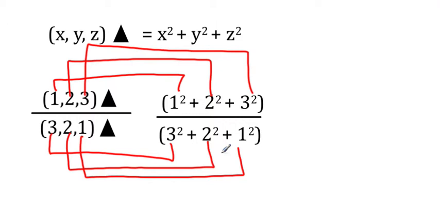Add them all up. 1 squared plus 2 squared plus 3 squared is the same as 3 squared plus 2 squared plus 1 squared. This is equal to 14 over 14, which is equal to 1. And 1 is answer choice C.